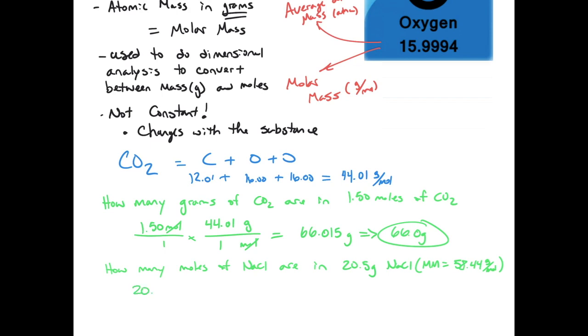I take the 20.5 grams of NaCl over 1 and I multiply by a fraction. Grams of NaCl go opposite. This time moles of NaCl go on top. And I'm going to use the molar mass. Now the abbreviation MM here stands for molar mass, so I've given it to you.